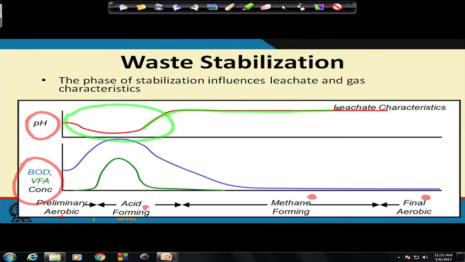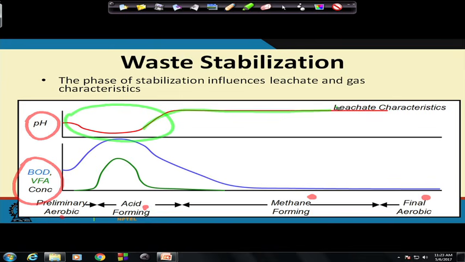Again, I think I may have told you earlier as well, for each of these discussions that we are having, try to understand, don't try to memorize. If you try to memorize, you will forget. But if you try to understand why the pH curve is like this, why this BOD curve is like this, then it becomes easier to understand and use this information later on. So I think I've explained it enough.